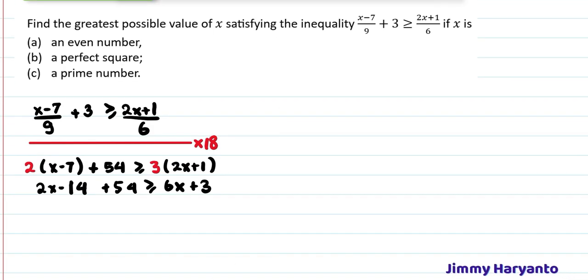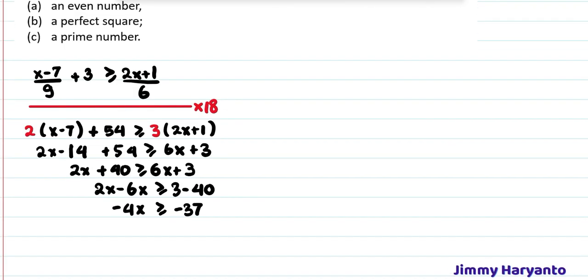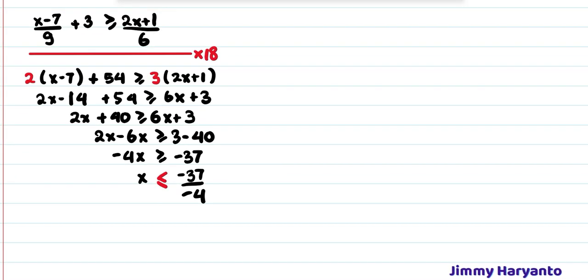And then I will simplify the negative 14 and plus 54. It will become plus 40 greater than or equal to 6x + 3. And then you move the 6x, that means 2x - 6x greater than or equal to 3 - 40, and then negative 4x greater than or equal to negative 37. That means x is negative 37 divided by negative 4. And because it is divided by a negative number, you have to change the sign. And then I will make this into decimals, that means 9.25. Okay, so this is our answer.